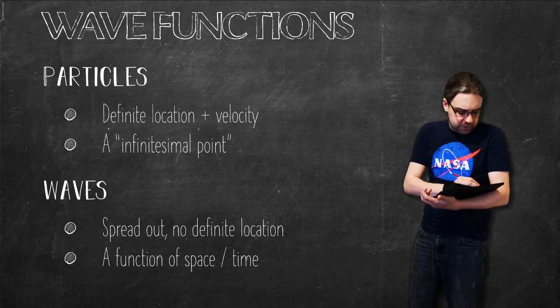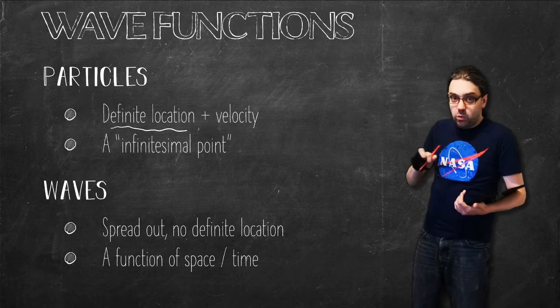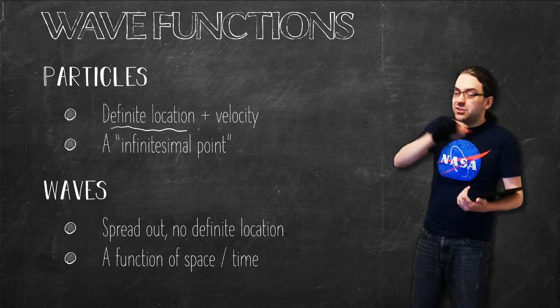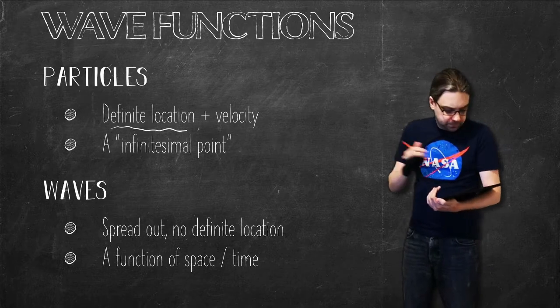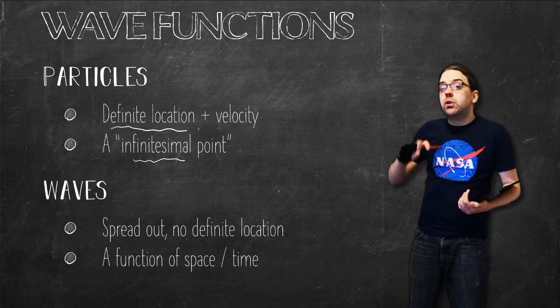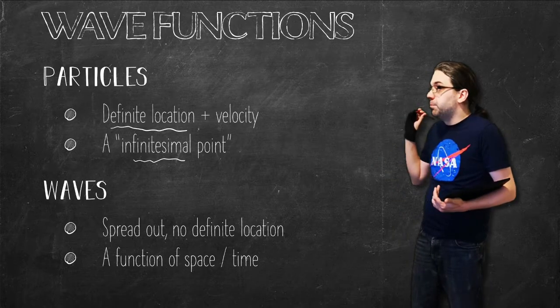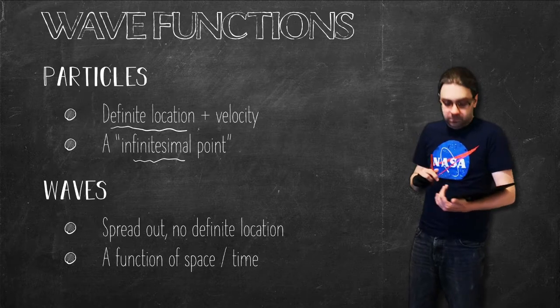So a particle, for instance, has a definite location. It is here. We have an x, a y, a z coordinate, a definite direction to its velocity. And it's modelled as an infinitesimal point. So it's not like a ball that has some kind of extent. It has no dimension to it. It is a complete point particle.